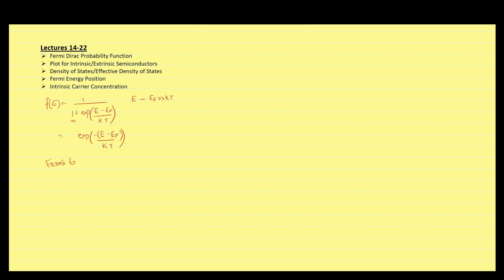And we also studied the Fermi energy level, which has two definitions. One is that at 0 Kelvin, all the energy states below the Fermi energy level in a semiconductor will be occupied by electrons. The other is that at any temperature, the probability of finding an electron at the Fermi energy level is equal to 1 by 2. If we plot the Fermi-Dirac probability function, it will come out like this. This particular energy level where the probability is equal to 1 by 2 is the Fermi energy level.